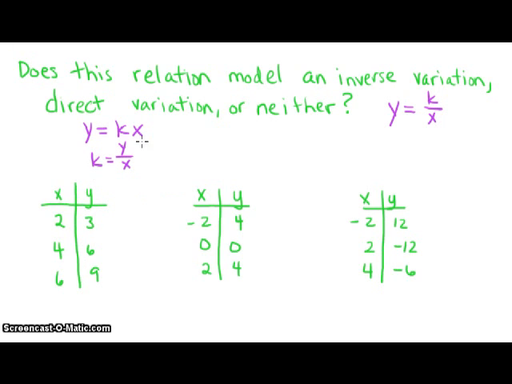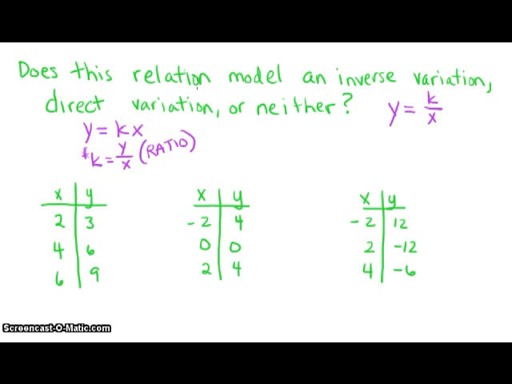Now that k has to be the same for any y and any x that you choose in a given relation. So if you want to figure out if a relation is a direct variation, just take the y term divided by the x term, write down what your ratio is. And then try the next one and see if you get the same ratio, because all of these k values have to be equal to each other.